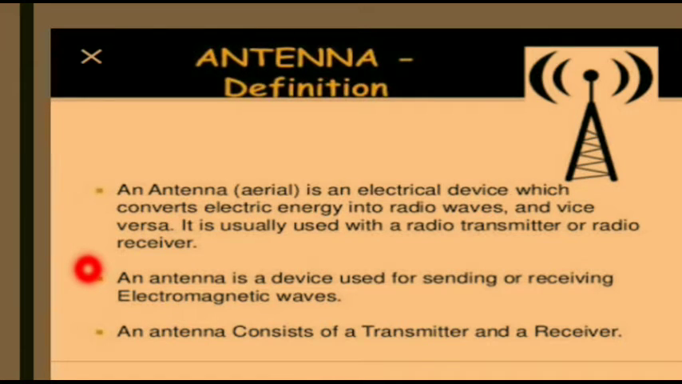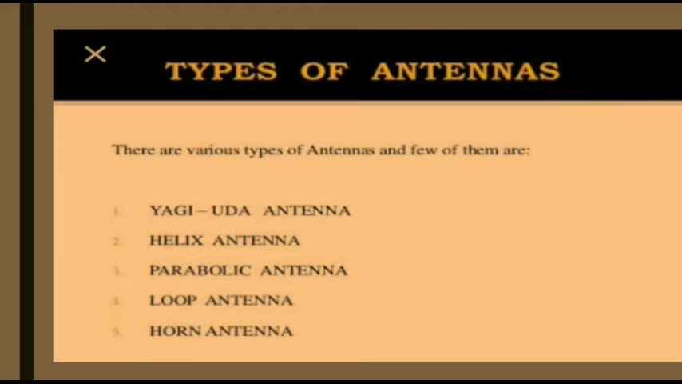An antenna is a device used for sending or receiving EM waves. Which waves? Electromagnetic waves. And the last one: an antenna consists of a transmitter and a receiver. That's why we call it TR, transmitter and receiver.